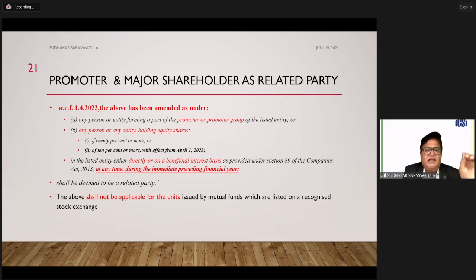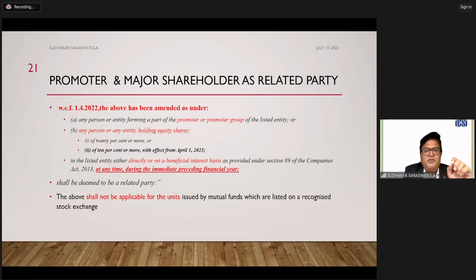Second, any person or entity holding equity shares of 20% or more, and 10% or more effective 1st April 23. So now, for all purposes, any person or entity, even if they do not belong to the promoter or promoter group, holding 10% or more of the share capital in the listed entity, either directly or on a beneficial interest basis as provided under Section 89, at any time during the immediately preceding financial year.